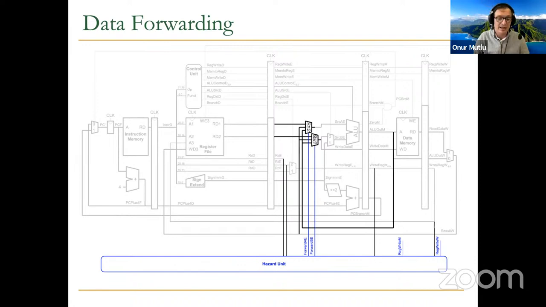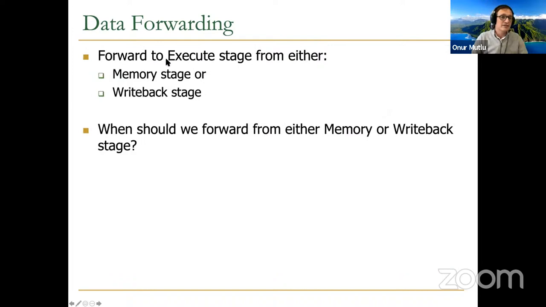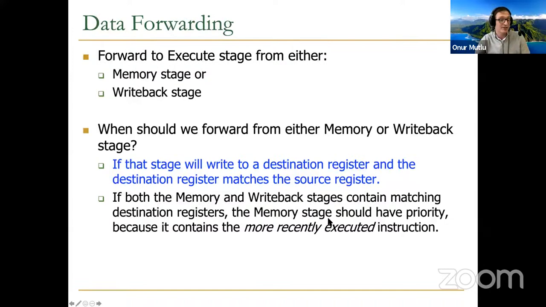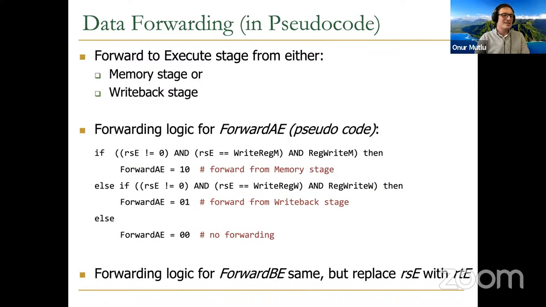Okay, so essentially we need to forward to the execute stage from either the memory stage or the write back stage. And I already answered this question: when should we forward from either memory or write back stage? If that stage will write to a destination register and the destination register matches the source register, right? If both memory and write back stages contain matching destination registers, the memory stage should have priority because it contains the more recently executed instruction, as we also discussed. I'm not going to talk about this, but this essentially in pseudocode implements what I just said.